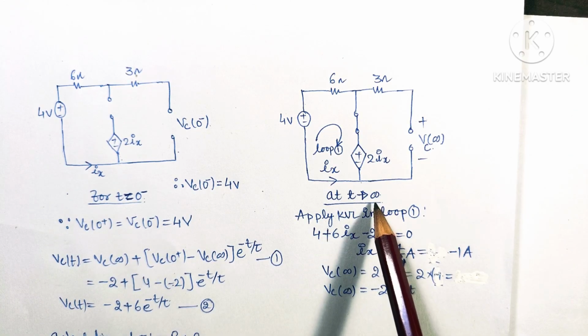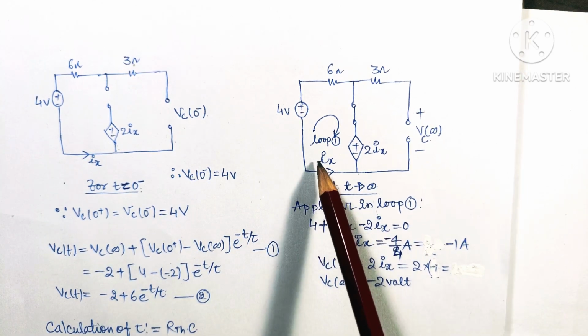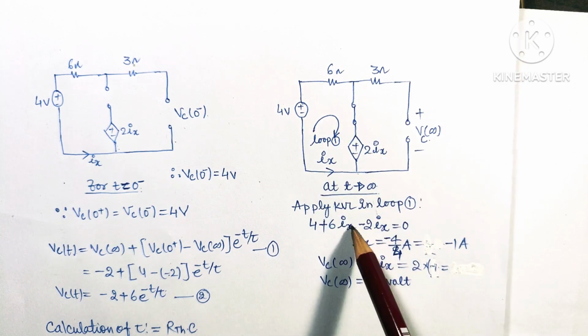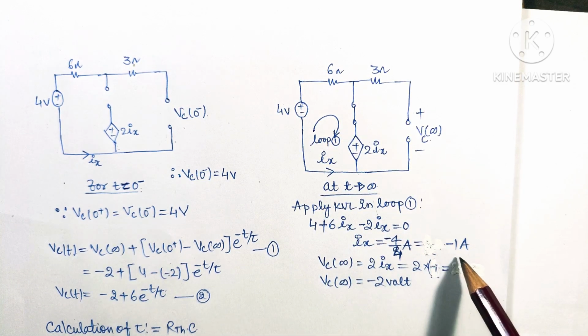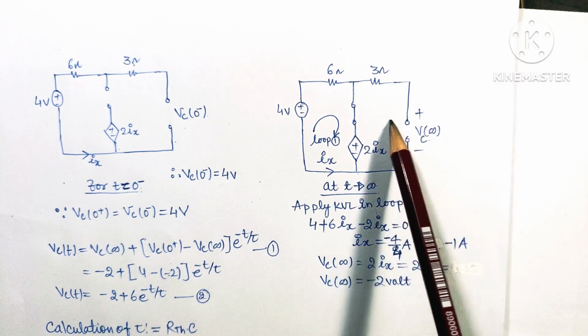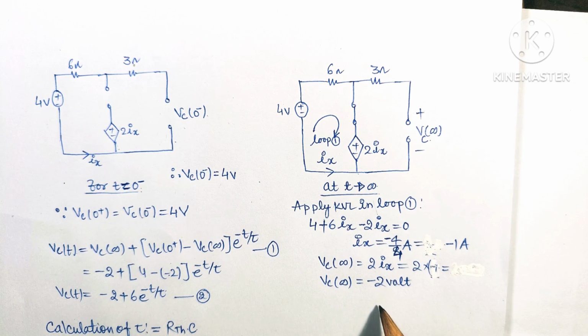From here, at t equal to infinity, we have achieved this circuit, and now we apply KVL in this loop 1. Then we get 4 plus 6 ix minus 2 ix equal to 0, so the ix value will be minus 1 ampere. We put the ix value here and apply KVL in this loop. Then we find Vc(infinity) is equal to 2 ix, so its value will be equal to minus 2 volt.